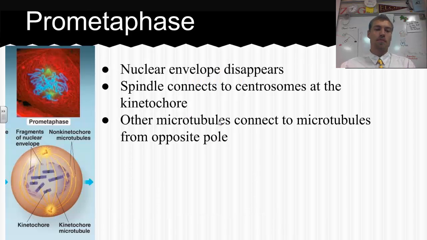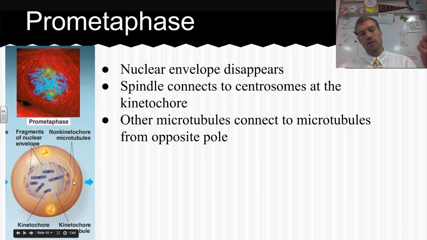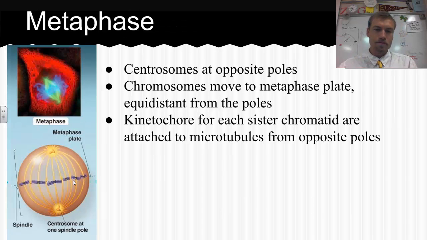So in prometaphase, the nuclear envelope begins to disappear, or disappears completely, I guess. The spindle connects to the chromosomes at the kinetochores, so they've attached at this point. And again, those microtubules from one pole are going to be attaching to microtubules from the other pole as well.